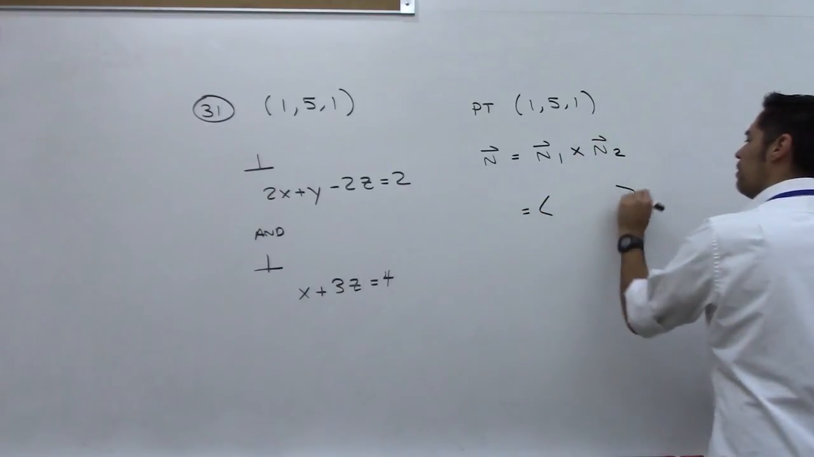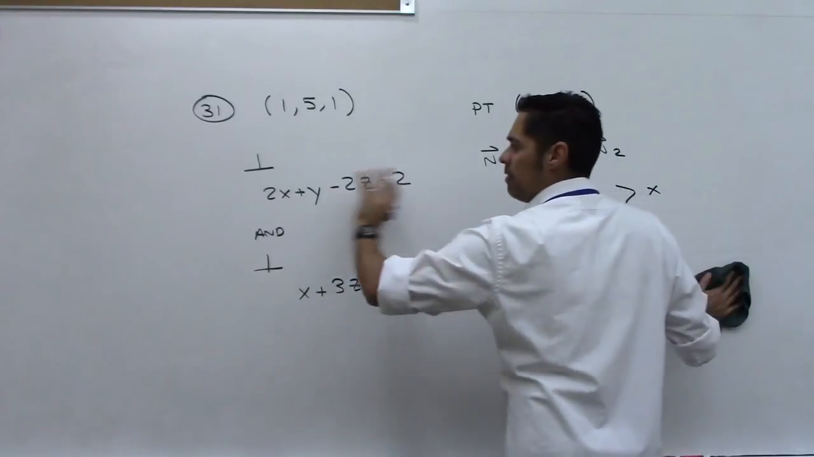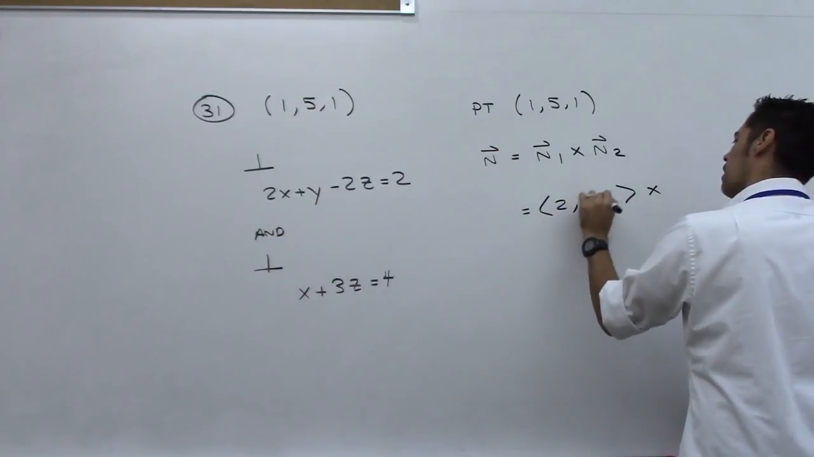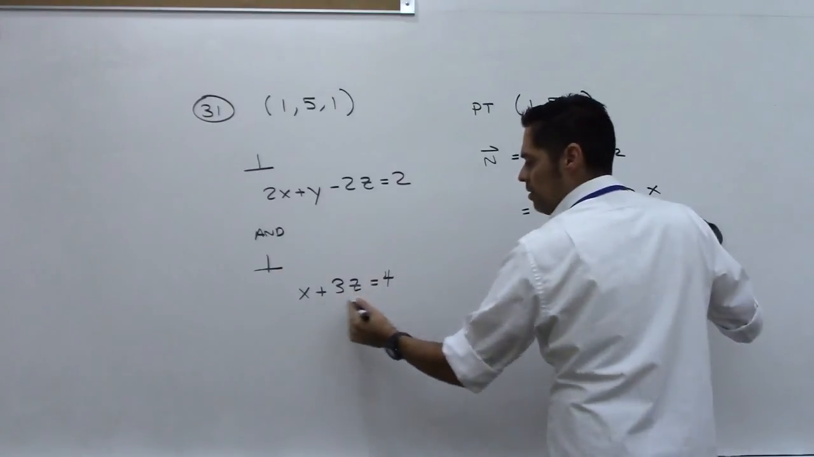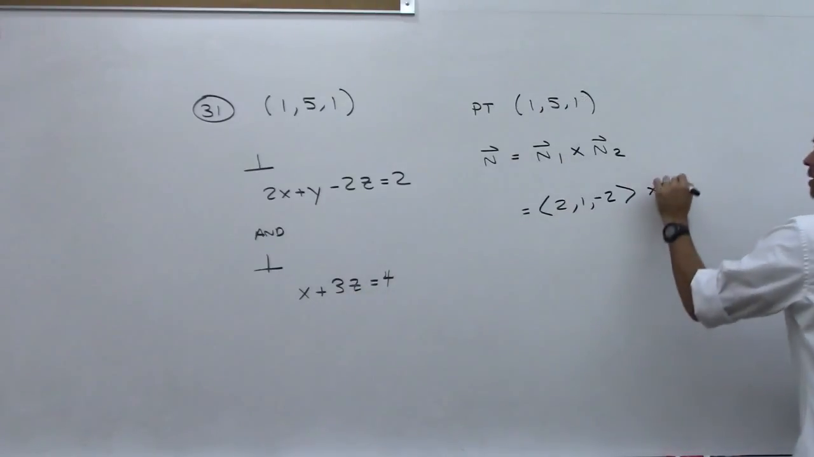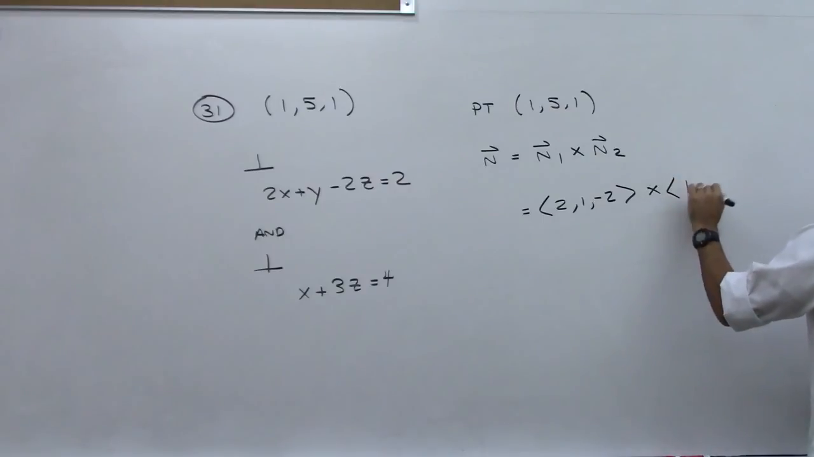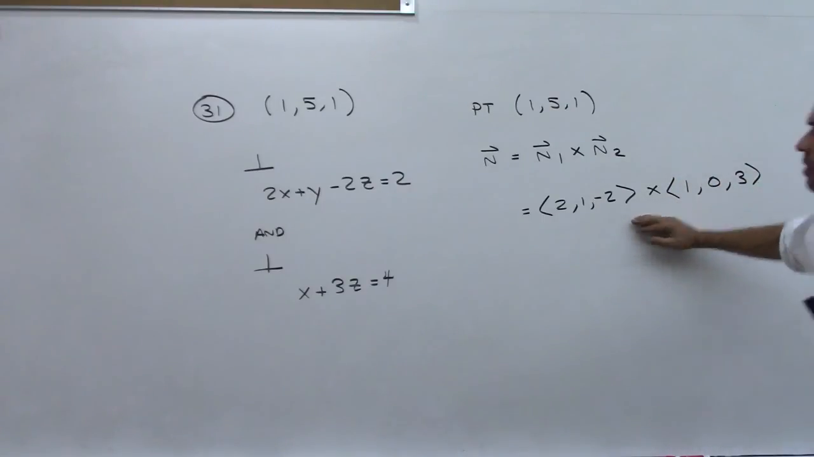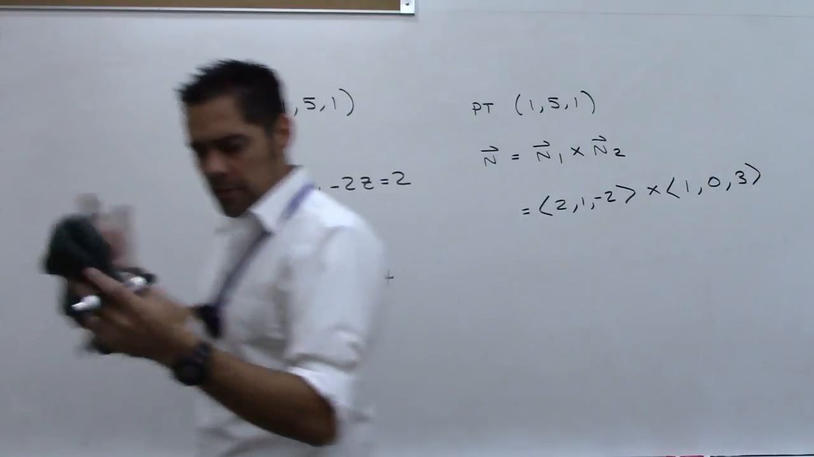And what is the normal of plane 1? Move everything to one side: 2, 1, negative 2. And what is the normal of this plane? So notice there's no y in there. That means you have 1 in front of x, 0 in front of y, 3 in front of z. Cross these two together, you get your normal, you've got your point, plug everything in, you're done.